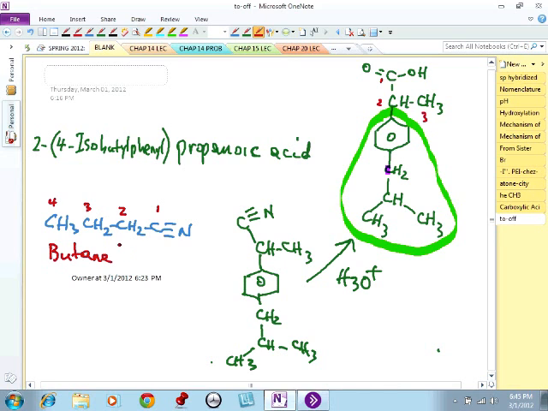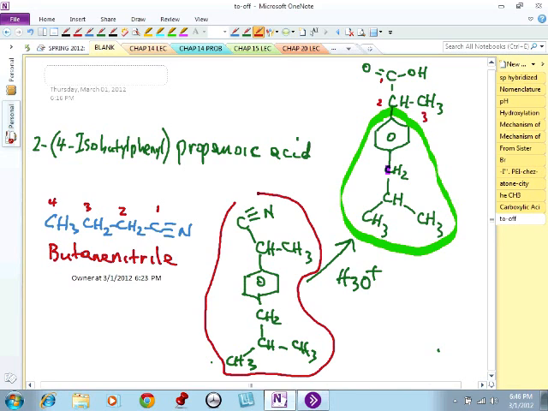Then you add the word nitrile, butane nitrile. That would be the IUPAC name for this molecule here. So it becomes butane nitrile. Okay. So therefore, how would you name this molecule here? What will be the base name? Propane nitrile. Excellent. Because you have 3 carbon atoms here. So that becomes propane nitrile.